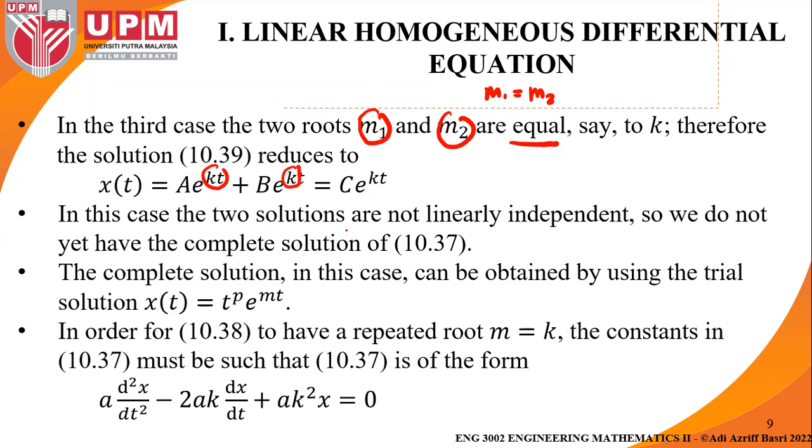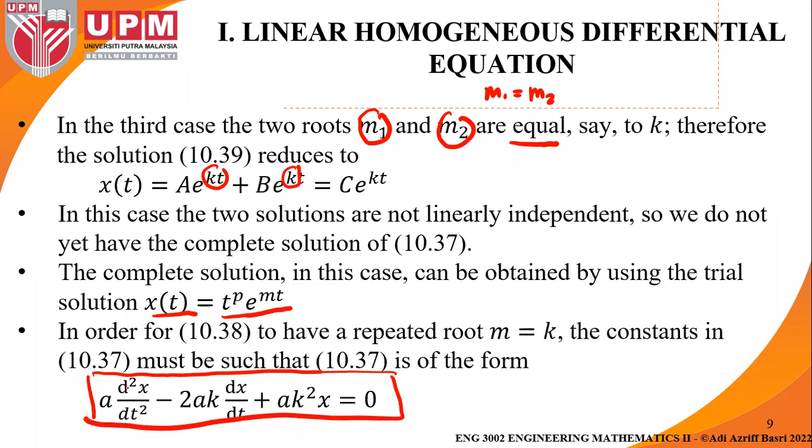In this case, the two solutions are not linearly independent, so we do not have the complete solution of 10.3. The complete solution in this case can be obtained by using a trial solution, which is x(t) equal to t^p exponent mt. In order for 10.3 to have a repeated root m equal to k, the constants must be in the form of this main form, which is a constant times the double differentiation minus 2a k times the first differentiation plus a k squared x equal to 0.